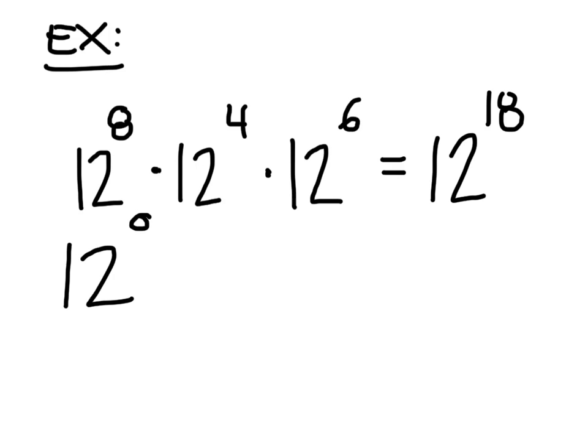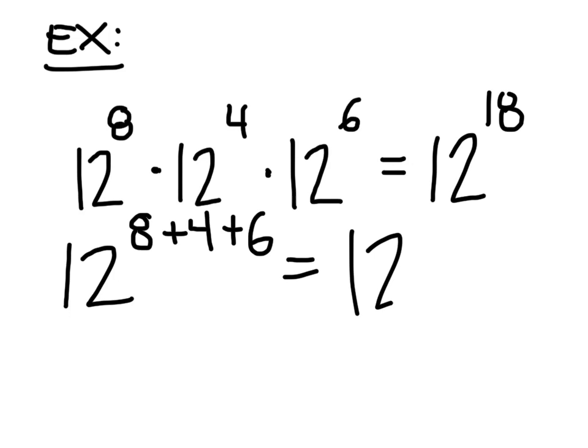You add the exponents together. There you go. You got the 8 plus the 4 plus the 6, which is 12 to the power of 18. This only applies if the base values are being multiplied. Okay? So if they're multiplying, and I don't think the homework throws you any curveballs on this.